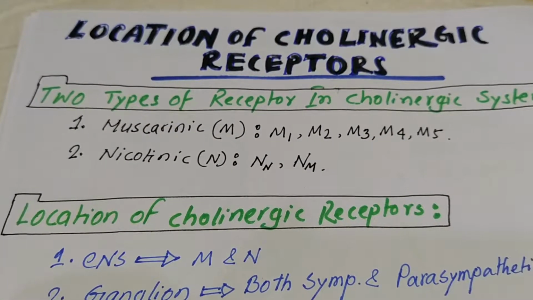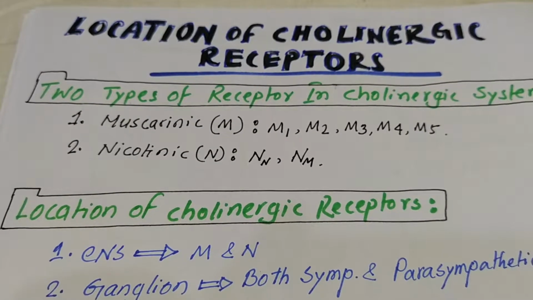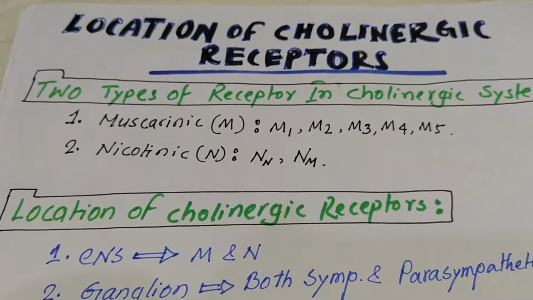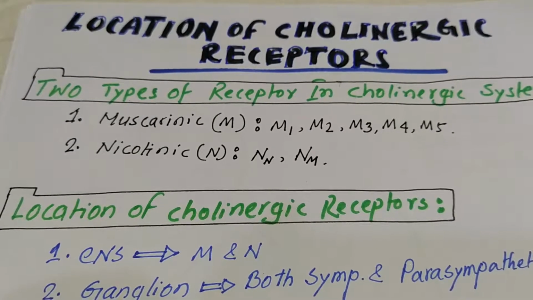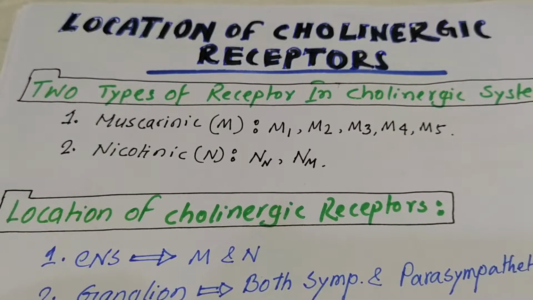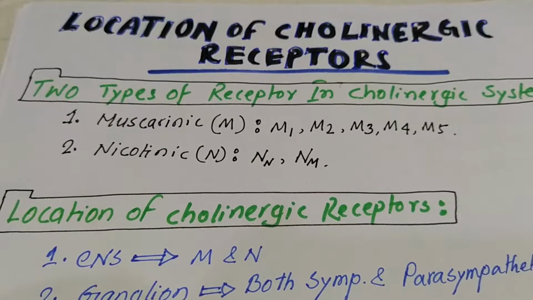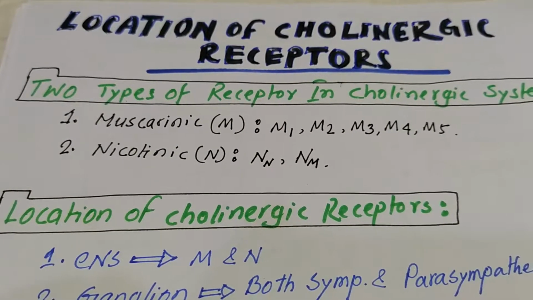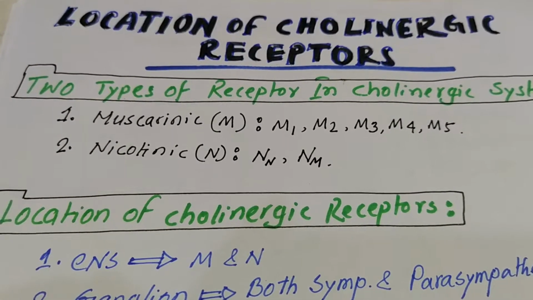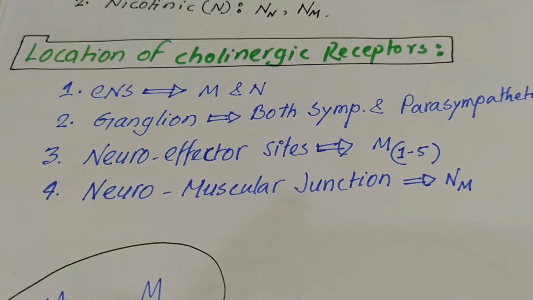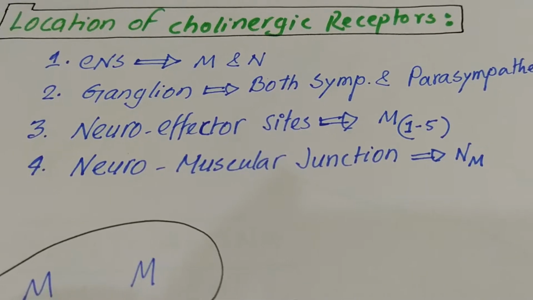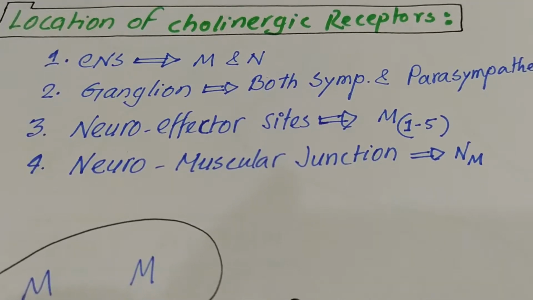At first, there are two types of receptor in the cholinergic system. Number one, muscarinic or M type of receptors, which have 5 subtypes: M1, M2, M3, M4 and M5. And the nicotinic or N type of receptor, which are NN and NM type. Now, in which tissue in our body are these receptors located?